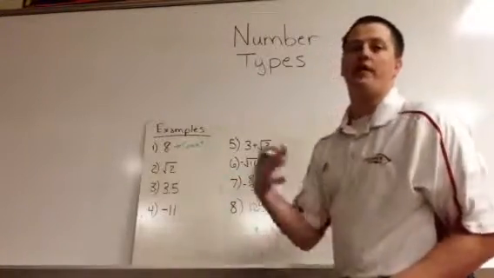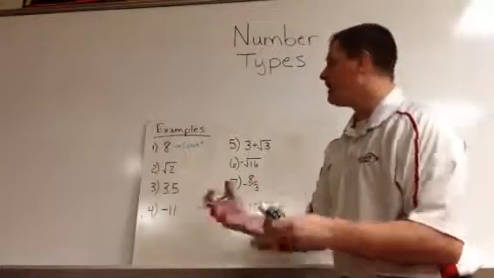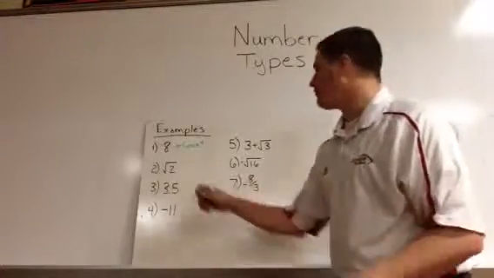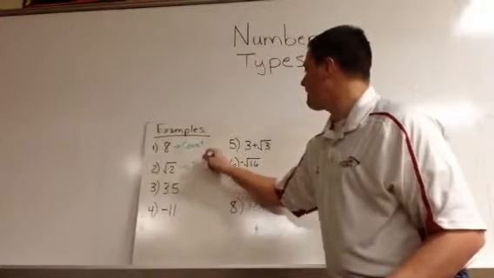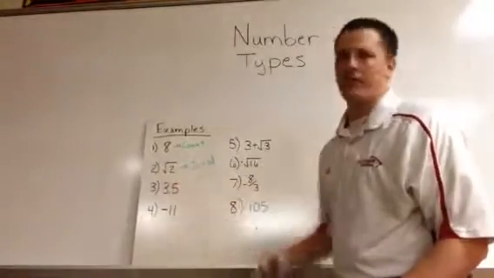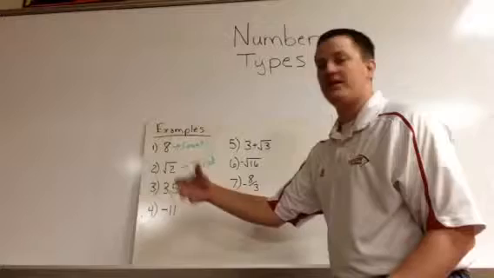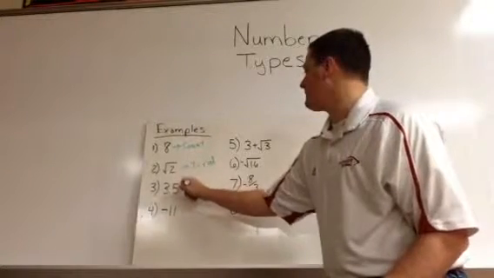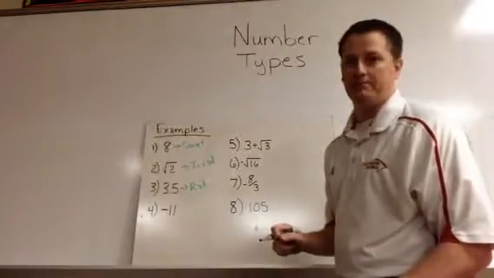Square root of 2: if we get our calculator out, type in the square root of 2, we get a number that goes on forever, never repeats. That's considered irrational. 3.5: it's a decimal, it ends, therefore it can be turned into a fraction. That's a rational number.